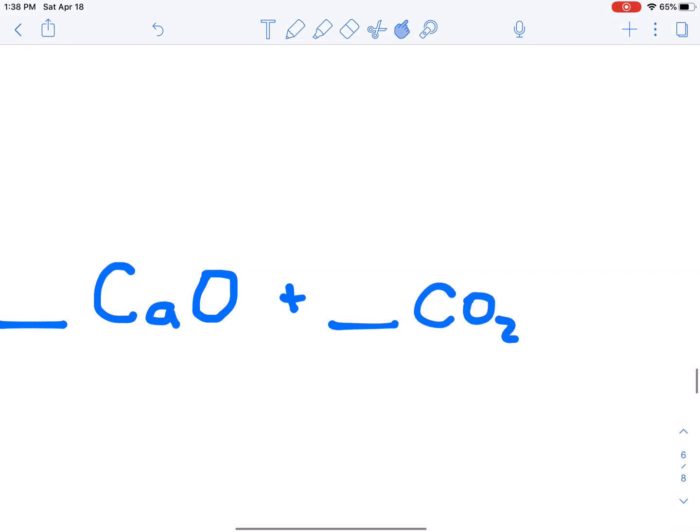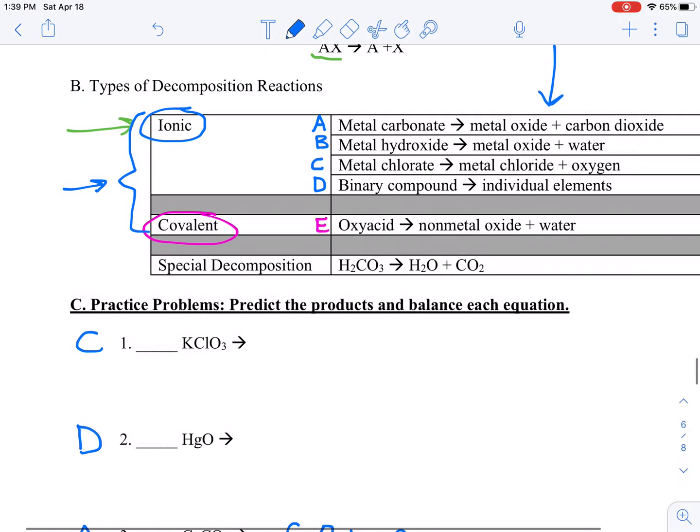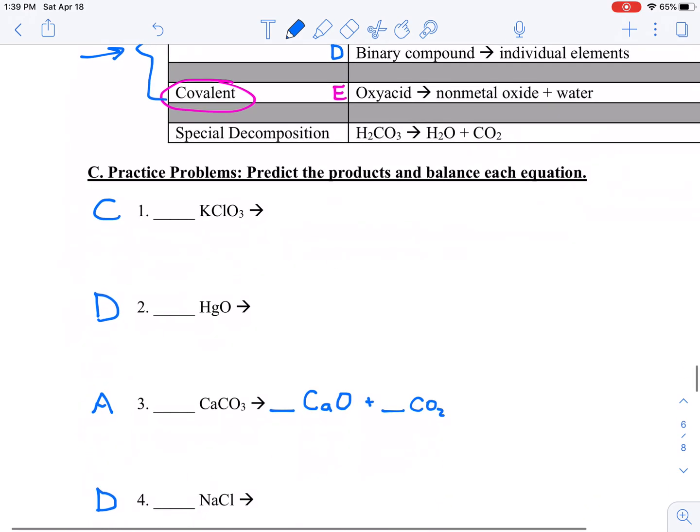So how did I know which elements to put there? Again, I'm simply looking at the products that you see up here. As long as I know it's a metal carbonate, it doesn't matter what metal carbonate it is, it always decomposes into a metallic oxide and carbon dioxide. This one turns out that it's already balanced, so one of each of those will get the job done. Let's go to letter B.